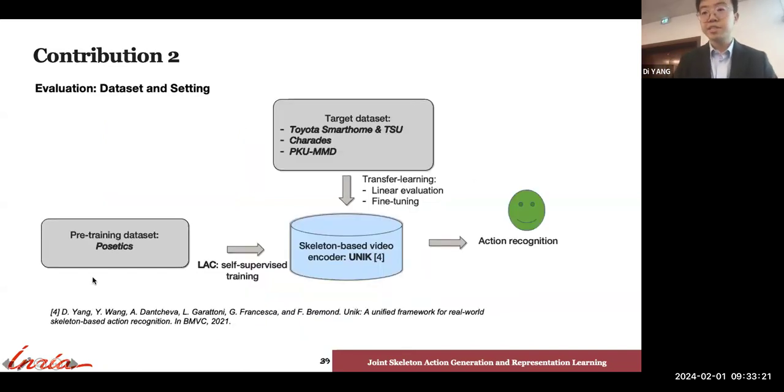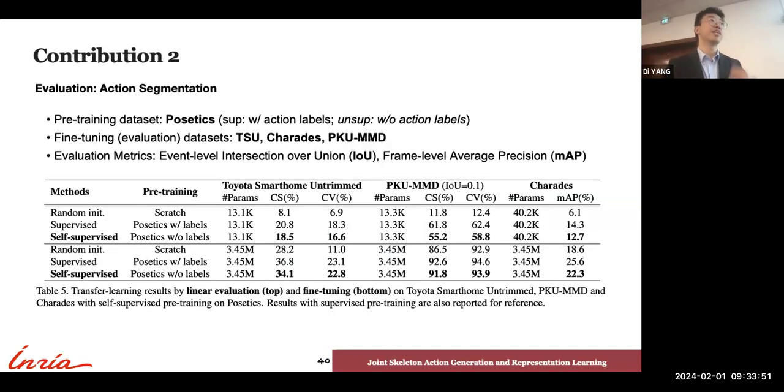So here we conduct experiments to evaluate our model using pre-training on positives in a self-supervised manner. And then we transfer this pre-trained unique model to more challenging tasks for action segmentation. We use Toyota Smarthome Untrimmed, Charades, and PKU-MMD to evaluate our model because such datasets have the multi-label action classification challenge and the cross-view action classification challenge. And we use event-level IoU and frame-level average precision, mAP, to evaluate our quantitative results.